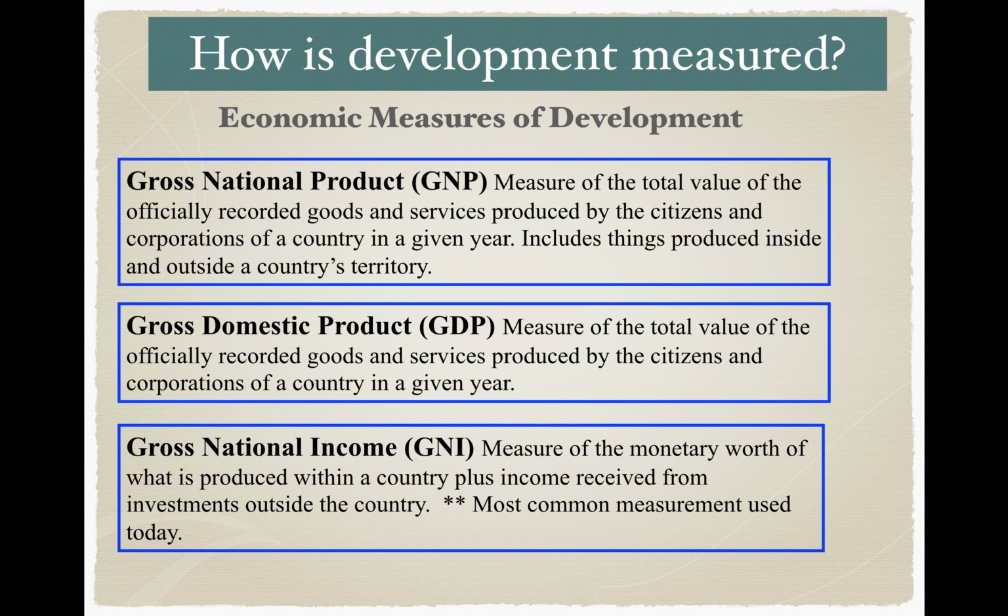So GNP is a little bit more of a holistic sense of the economic forces of a country. In contrast, the GDP, which is a commonly used one but less inclusive, is the measure of the total value of officially recorded goods and services produced by the citizens and corporations of a country in a given year, inside that country, hence that word domestic.